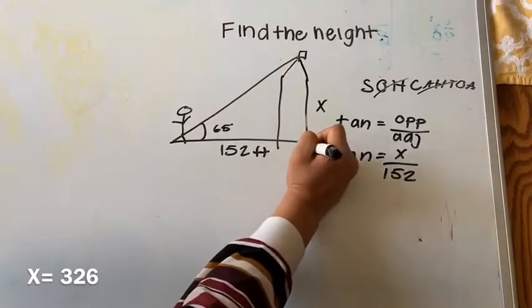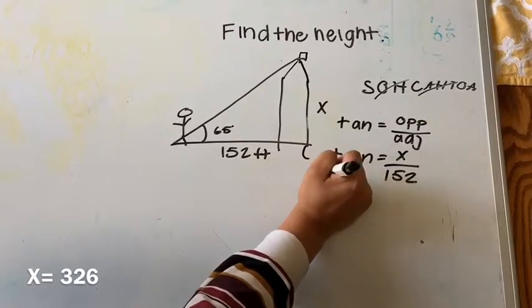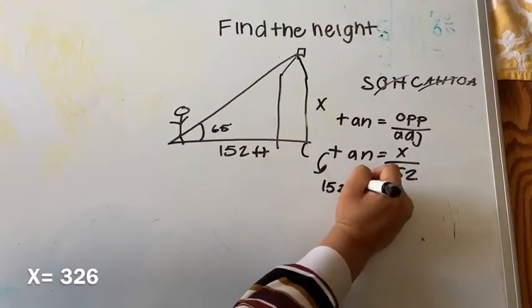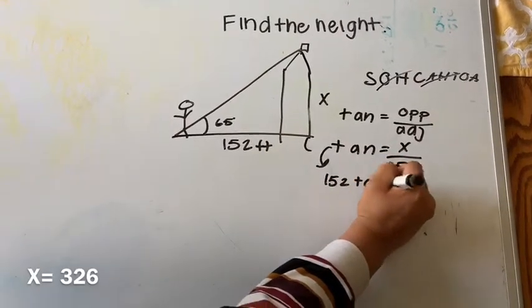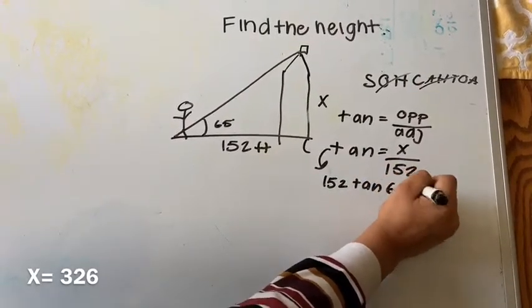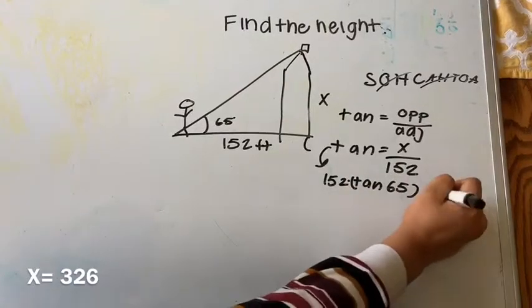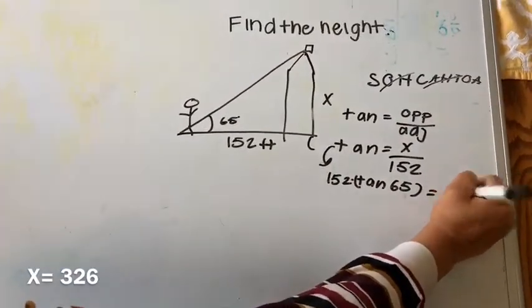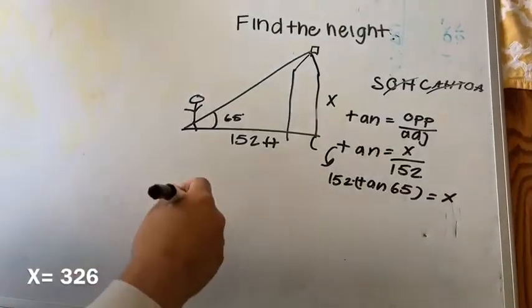And I cross multiply. And I'm going to end up multiplying 152 times tangent of 65 degrees equals x. And that is my calculator ready equation, and I just plug that into the calculator and I get about 326 feet tall.